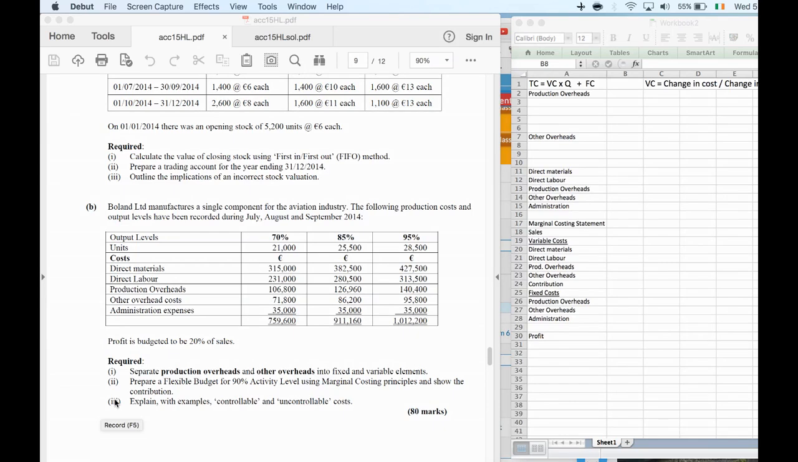Okay, this is the flexible budgeting question from 2015. So it's a part B, so it's a fairly short question. Start by laying out the blank document. So we have two formulas we need to use.